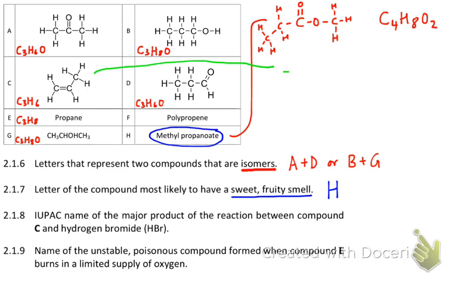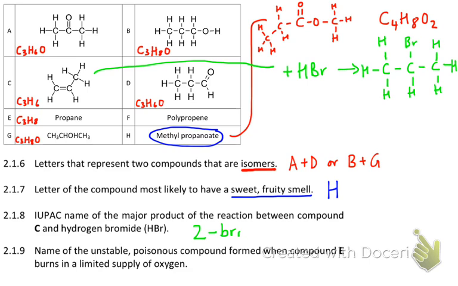C is propene. So it's an addition reaction with hydrogen bromide, and so the double bond breaks. And this is a Markovnikov problem. You have to decide where the H goes and where the Br goes, and the rule states that the hydrogen goes on the carbon that already has the most hydrogens, so that's carbon number 1. So the hydrogen would go on carbon number 1, the bromine on carbon number 2. And so if we're going to name that compound, it would be 2-bromopropane.